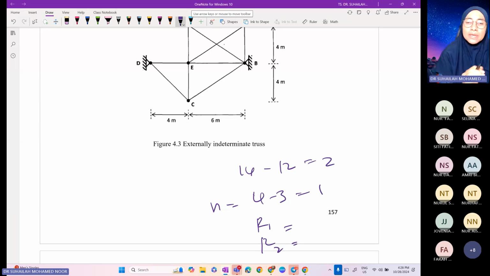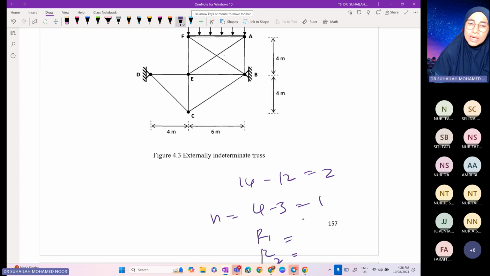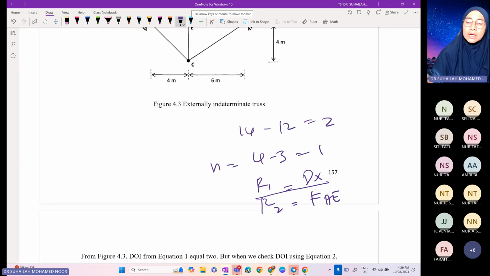Redundant number 1, we can remove 1 from either D or B. So after removing 1, it becomes roller. We can remove BX, we can remove DX as redundant, and another one will be the member force. So for example, we can choose DX as redundant, and another one we can choose member force F AE. So it is a combination of reaction and member force for a two redundant system.